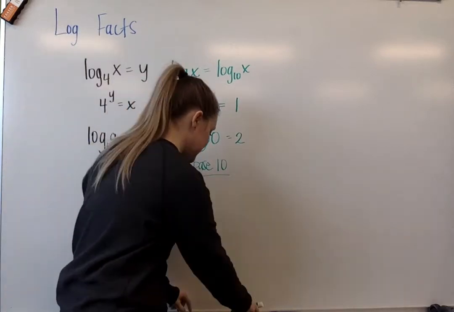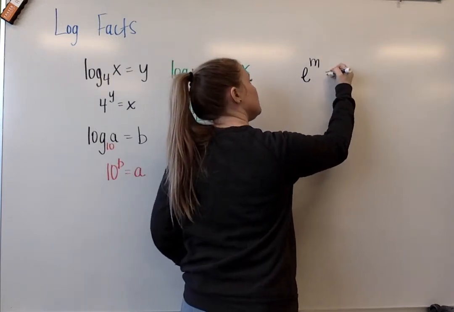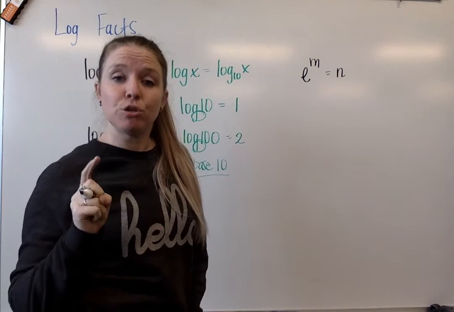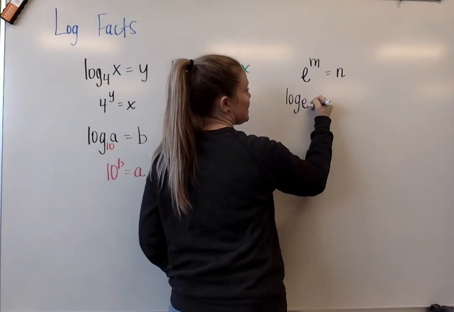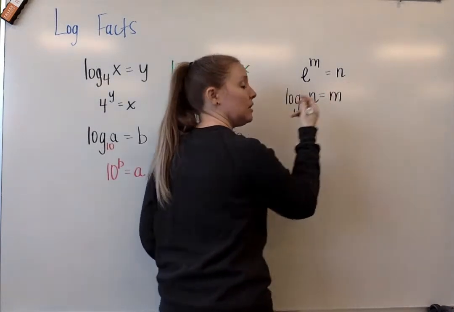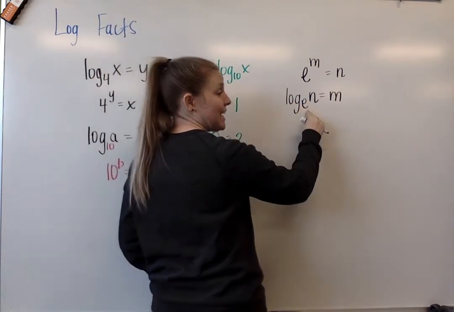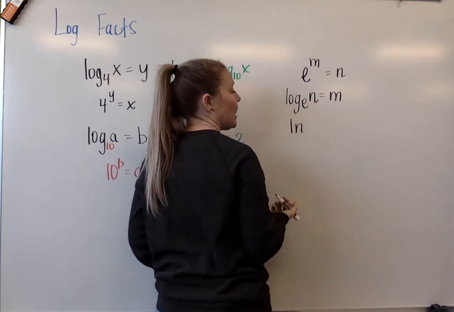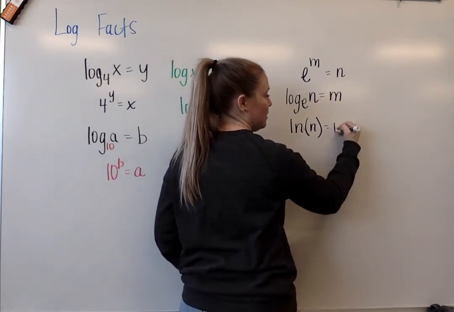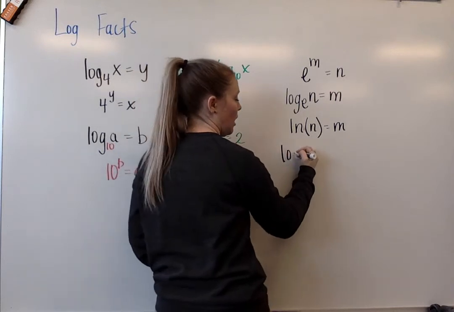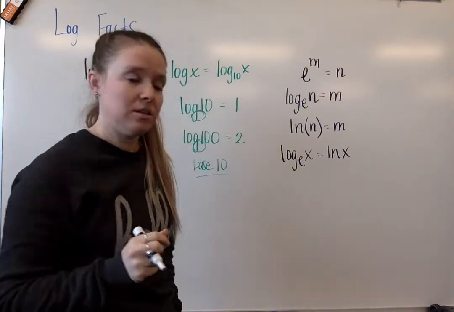All right. Second fact that we're going to look at. If I gave you e to the m equals n, and I asked you to write that as a logarithm, this becomes log base e of n equals m. All right, second fact. If we have a log base e, we can write that as ln. All right, n was a bad choice here. ln of n equals m. Log base e of x is the natural log of x.